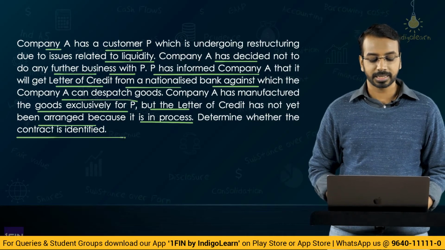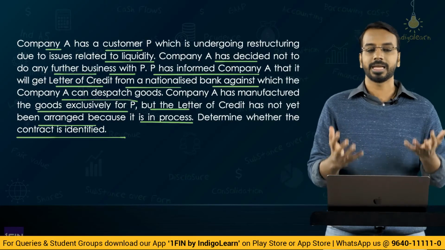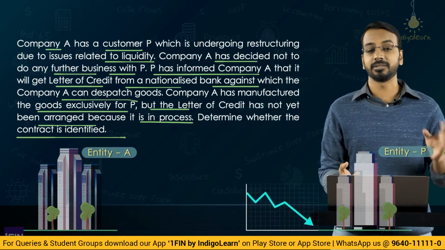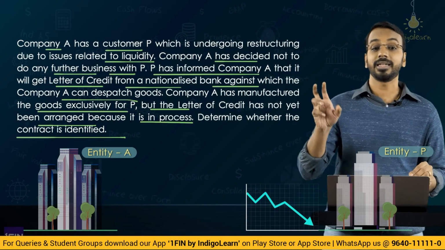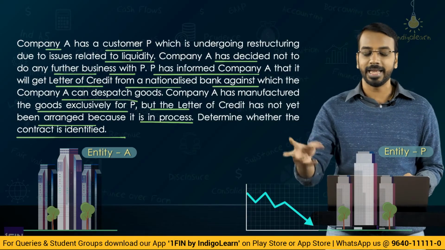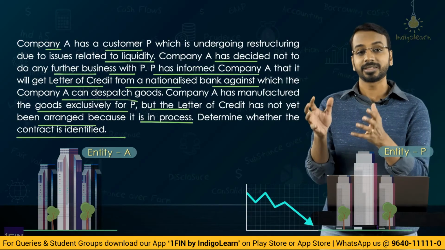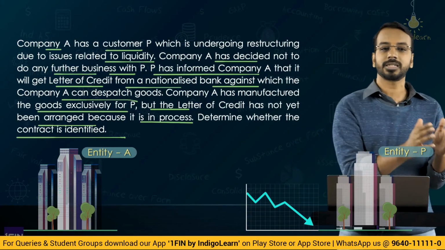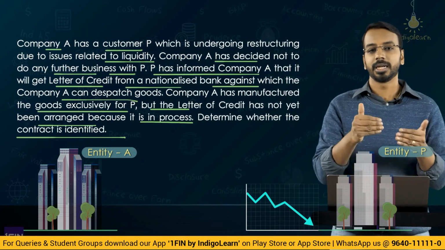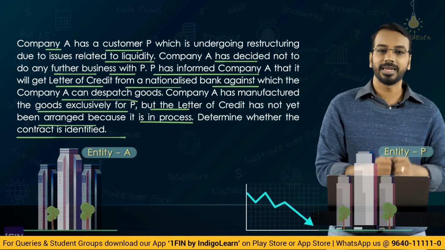Determine whether the contract is identified. Now, here what is happening? There is one entity, there is a customer. The customer is facing difficulties, and because of that, the entity has decided that we will not do any transaction with you. Even though company A, the entity, has manufactured certain goods specifically for the customer P, still the transaction is not being entered into. Now, can we say that the contract is identified in this case?